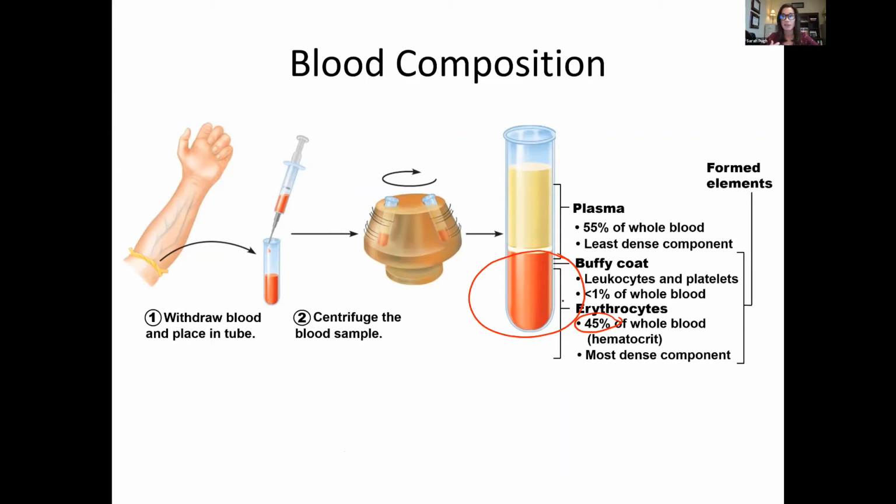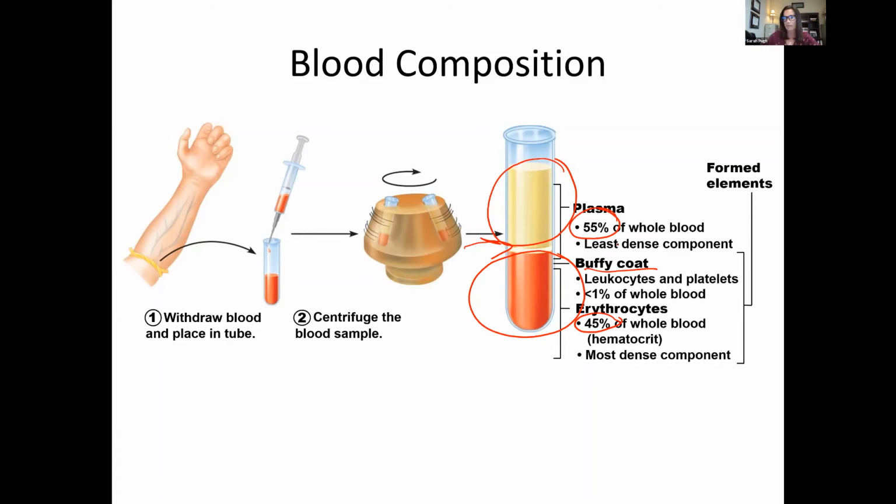Plasma, the liquid, is going to be the lightest. That's going to float on top. That is this yellow straw colored material, and it makes up a little over half of your blood volume. About 55% of your blood volume is plasma. And then you can kind of see sandwiched right in the middle, that little line across there, that's called the buffy coat. And that is white blood cells and platelets. And that makes up less than 1% of your blood volume.